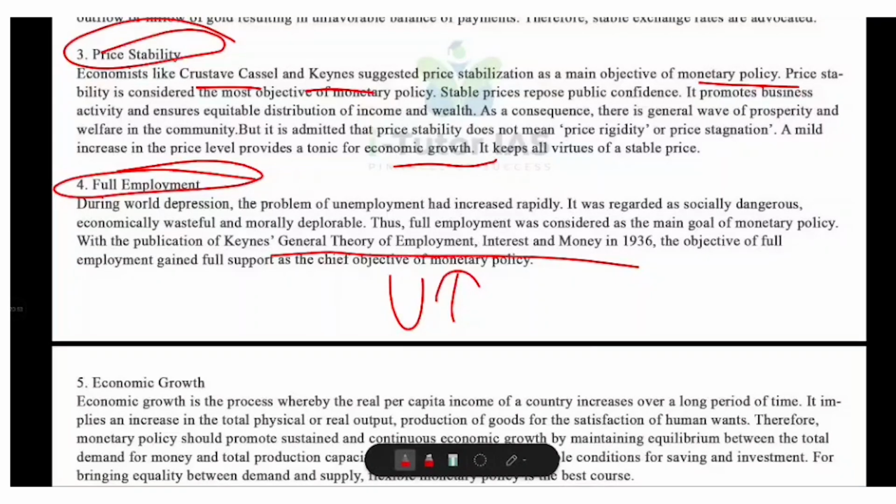So full employment means everyone who is willing and able to work at the current wage rate can find a job. When there is full employment, what happens? People earn income, demand for goods and services increases, businesses grow, and the economy becomes strong and stable. That's why this became a central goal of modern monetary policy.